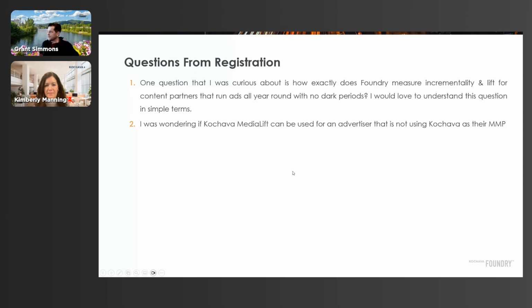Next question. I was wondering if Kochava Media Lift can be used for an advertiser who's not using Kochava's RMP. Yeah, hey, great question. I guess I should have said this. Most of these that we've run as Foundry have not been on Kochava clients. To be honest, the data is just sitting here that once you as an advertiser are interested, it's just there. We don't have to go fetch it. It's very easy to do, but most of these we've done have been on the back of non-Kochava clients.